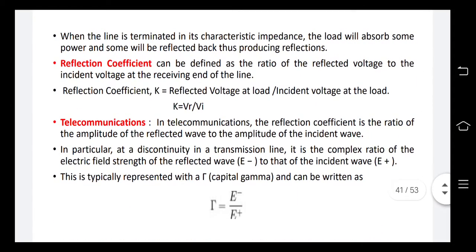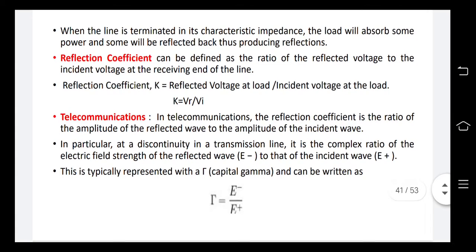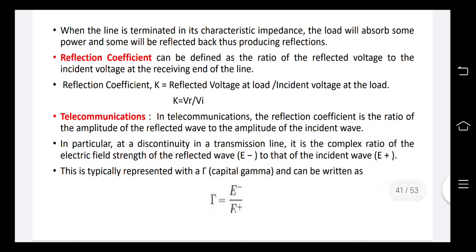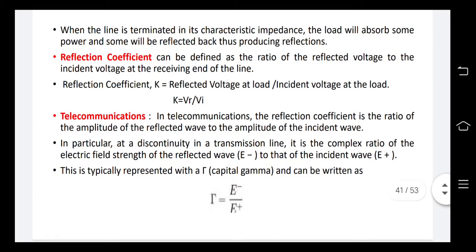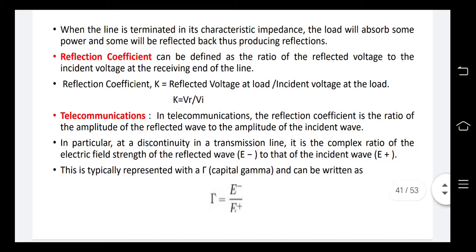When the line is not terminated in its characteristic impedance, the load will absorb some power and some will be reflected back, thus producing reflections. The reflection coefficient can be defined as the ratio of the reflected voltage to the incident voltage at the receiving end of the line. So the reflection coefficient K is equal to the reflected voltage at the load divided by the incident voltage at the load. So K equals VR by VI.